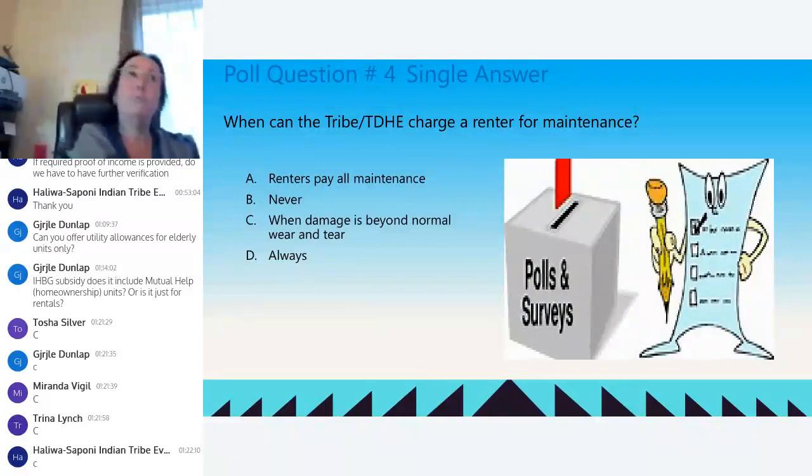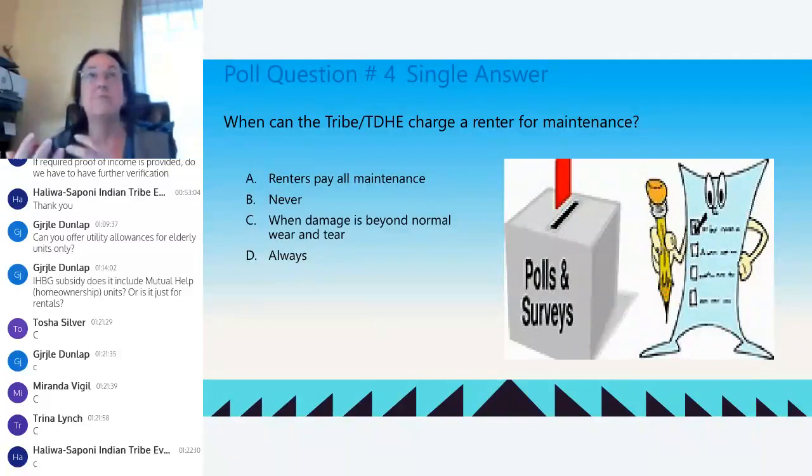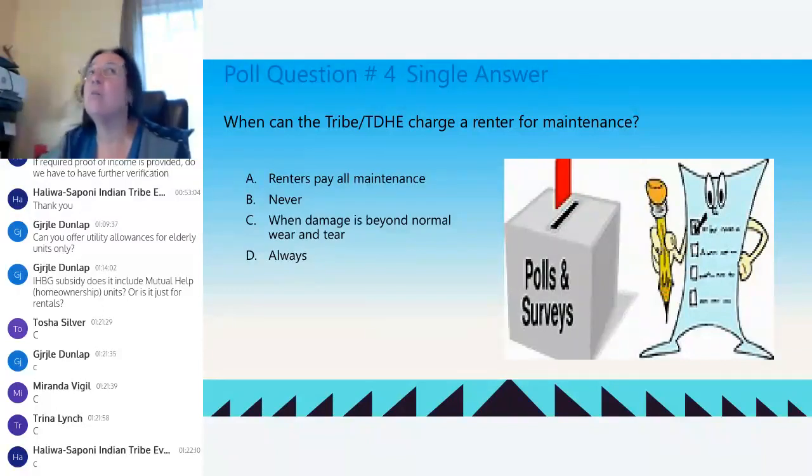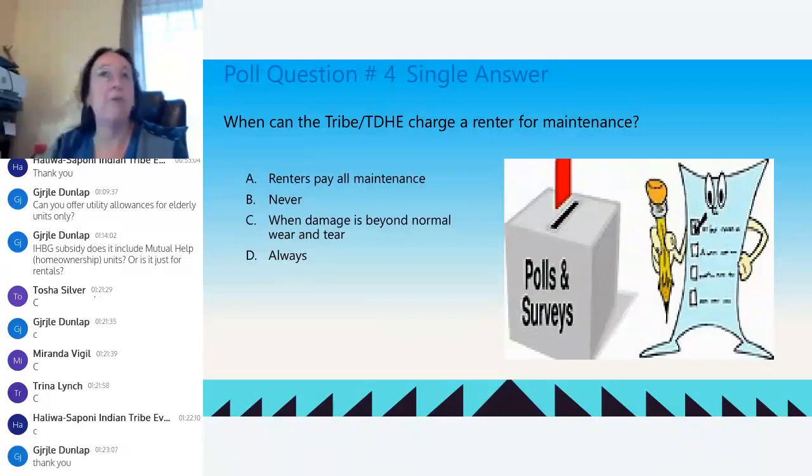If you have rental houses built with 1937 Housing Act, it's called CAS, it's current assisted stock, you're still receiving the subsidy for those, okay? That's a very shortened version of that. Protect those units at all cost, protect that subsidy at all cost, because they don't offer it anymore. And make sure that those are the first priority of your staff. And yes, guys, when damage is beyond wear and tear, that's when you do charge them.